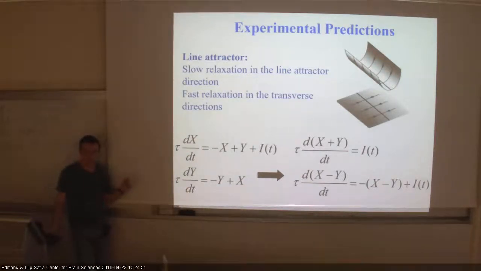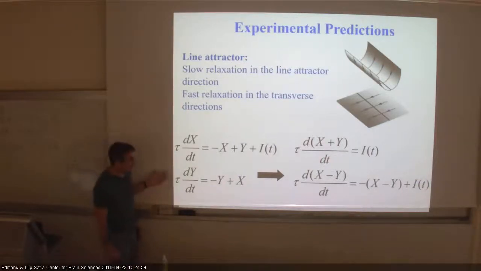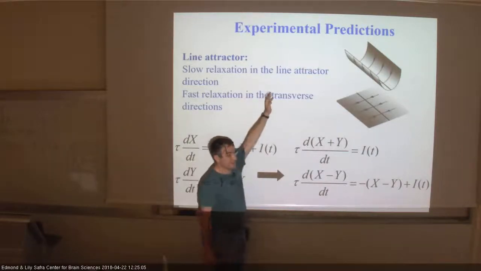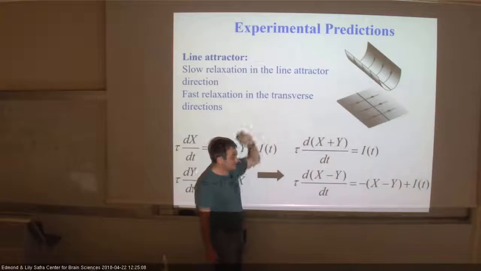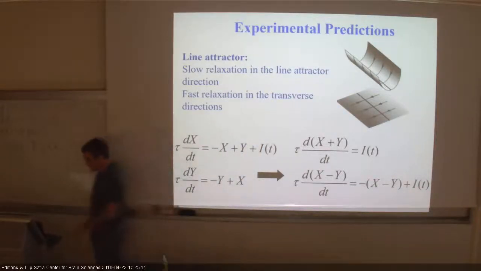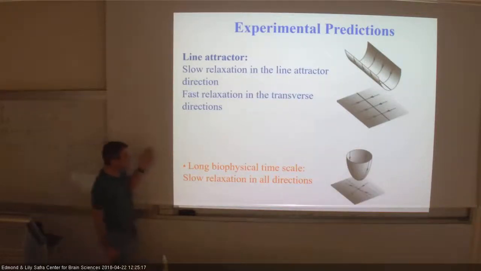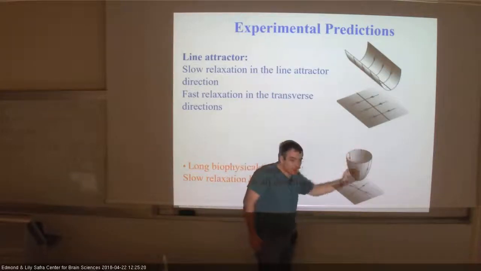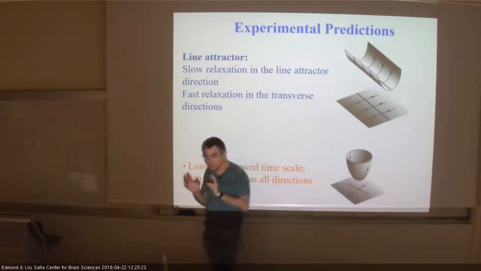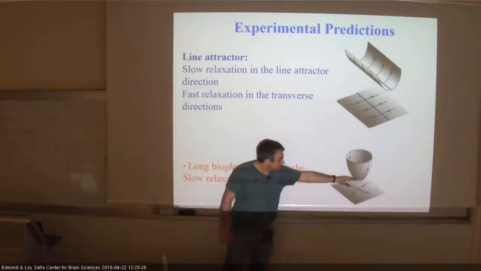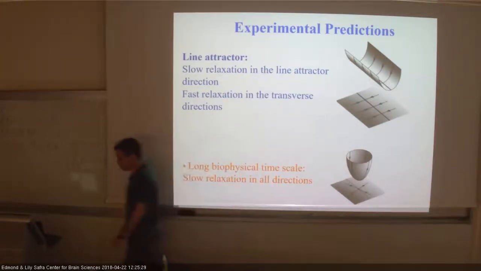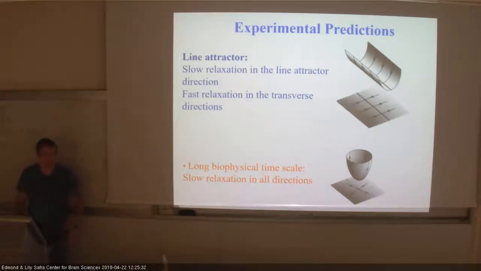Now this is an important point because eventually we want to go back to the brain. We want to go back and understand how things work in the brain, and this is what we will look for if we think that the mechanism underlying working memory is something like a line attractor. If we have a long biophysical time scale, then there will be relaxation in all directions. It will be slow in all directions. So this will be a signature of a fixed point solution with a slow relaxation. Questions?